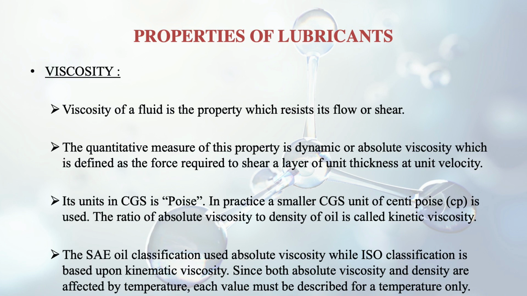So there is the SAE, the body which deals with the fluids and the lubricants. SAE oil classification actually uses the absolute viscosity, while ISO classification uses the kinematic viscosity. Since both absolute viscosity and density are affected by temperature, each value must be described for a temperature only. So absolute and kinematic viscosity both have to be described at a certain temperature only, because they change with temperature.